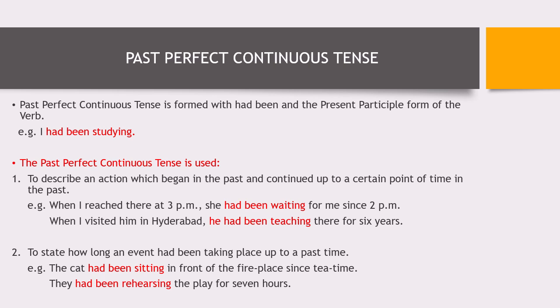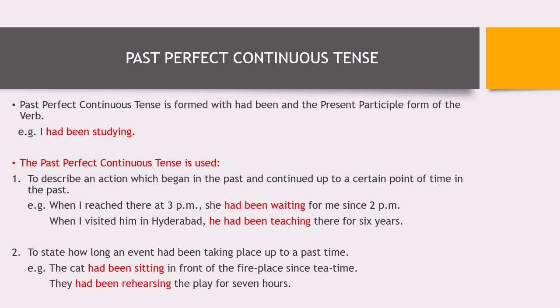The past perfect continuous tense is used, 1. To describe an action which began in the past and continued up to a certain point of time in the past. For example, when I reached there at 3 p.m., she had been waiting for me since 2 p.m. When I visited him in Hyderabad, he had been teaching there for 6 years.